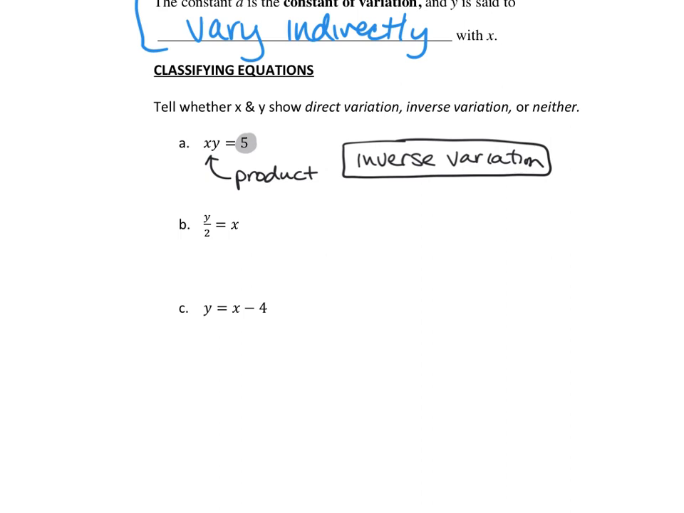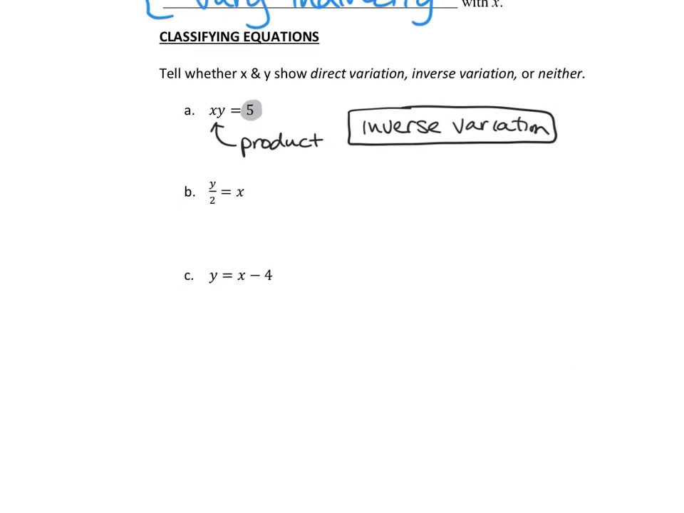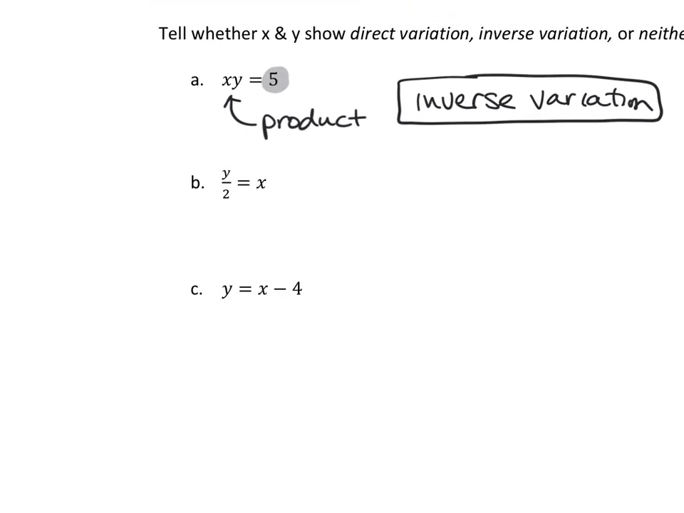For the second one, we actually have to do some work to make that happen. We want to get, again, the number by itself, which is weird. We've never done that before. We're always trying to get y by itself. That's not what we're doing this time. We're trying to get the 2 by itself.